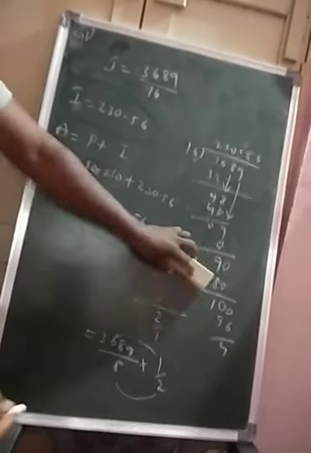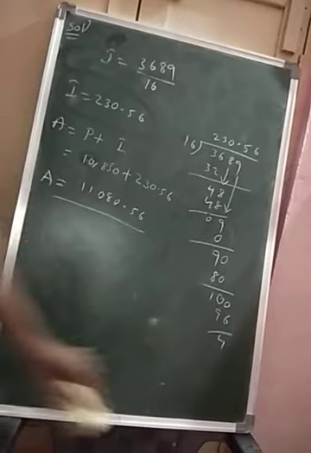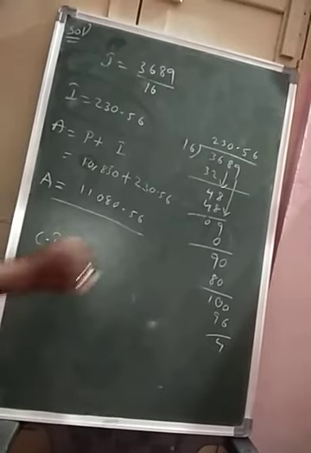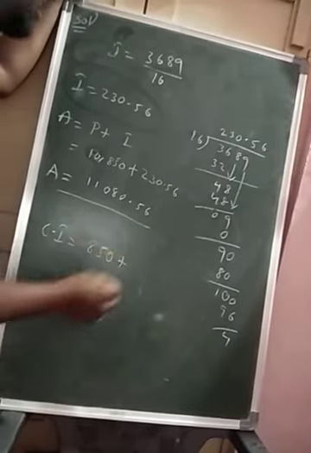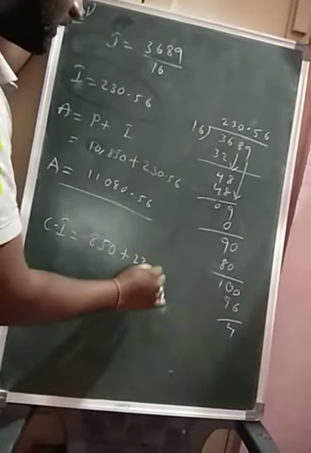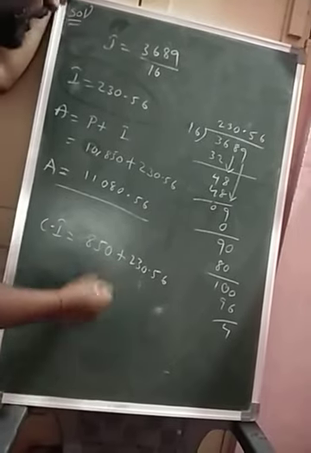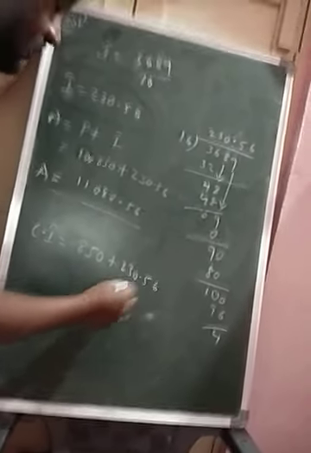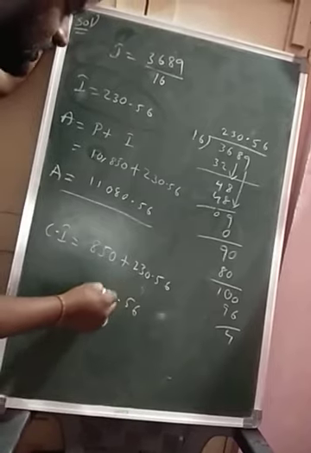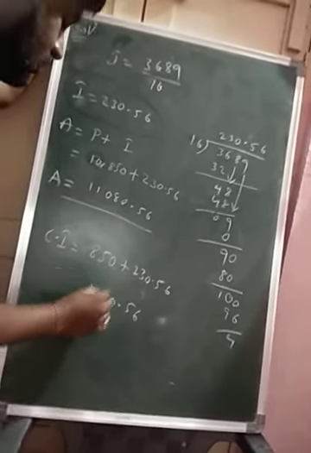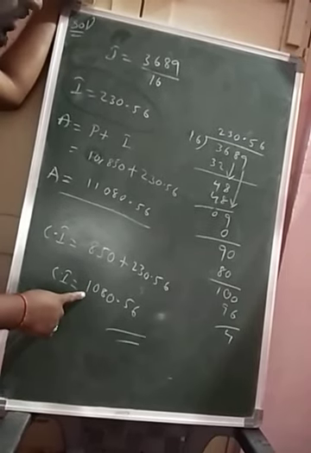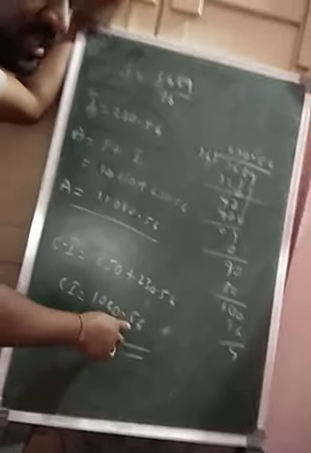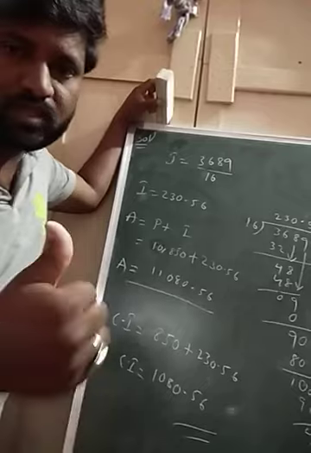So to get the compound interest, compound interest is equal to: in case 1 we get 850 and in case 2 we also get interest, that is 230.56. When we add these two, we get 0 plus 6, 5 plus 3 is 8, 8 plus 2 is 10. So the compound interest is equal to 1080.56. Okay, students? So this is the required answer for the question. Thank you.